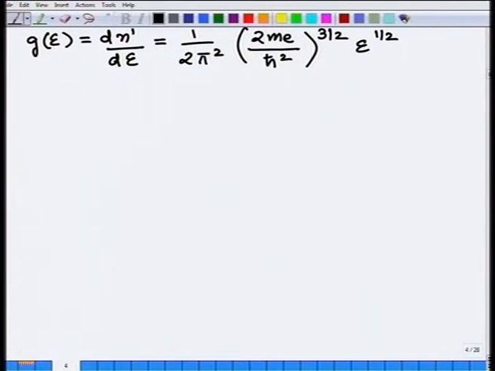So, density of state goes as square root of energy. So, if this is energy, then G of E goes as square root. It goes something like this.